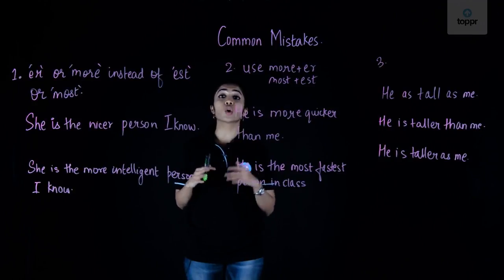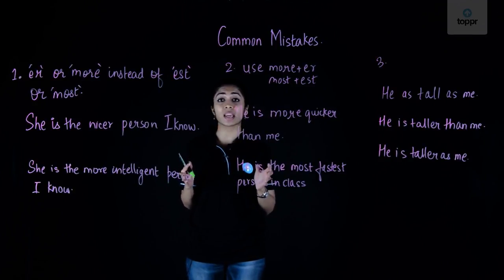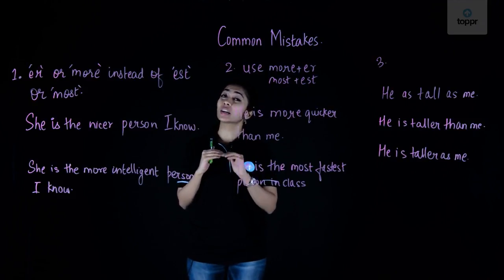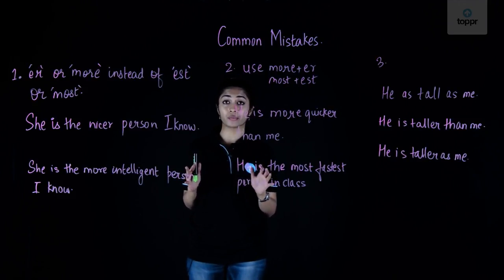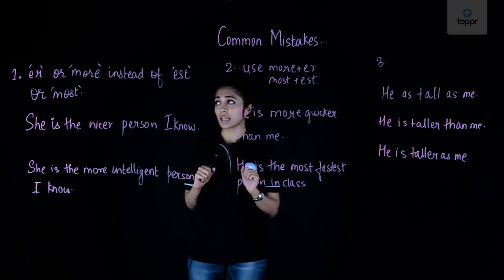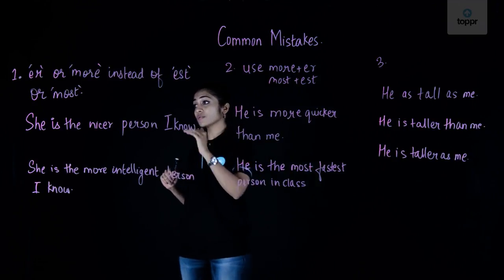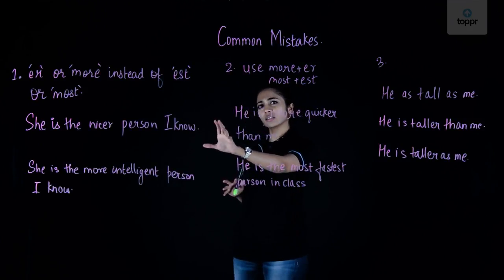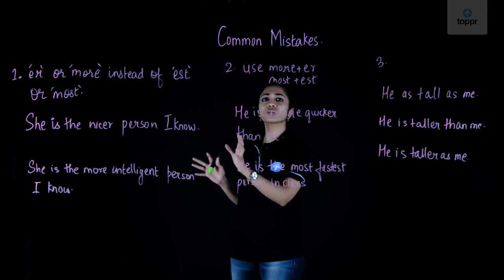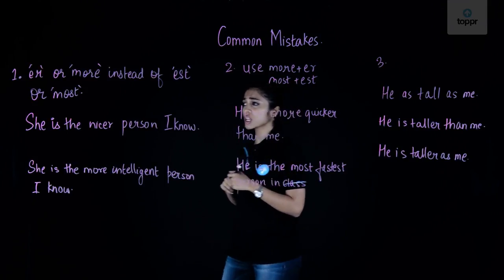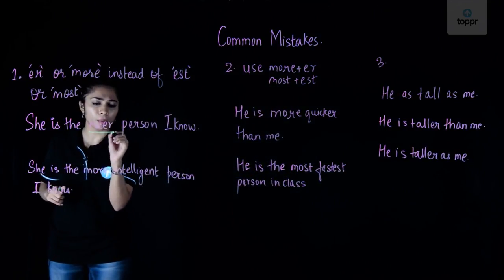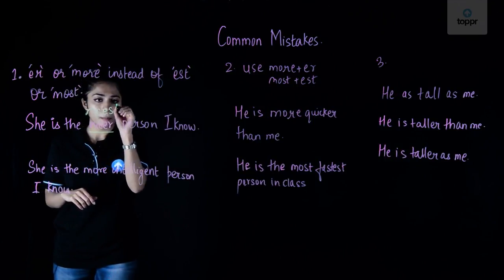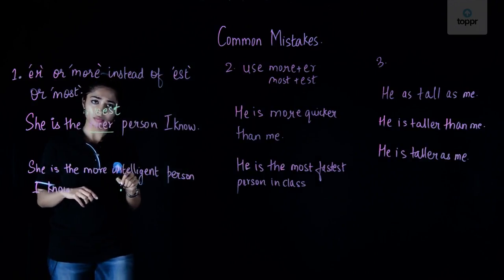Now let's look at the common mistakes that students make while forming comparatives and superlatives. These are mistakes that I do not want you to make ever. Let's look at the first common mistake. Let's look at the sentence first. She is the nicer person I know. Is that correct? Are we comparing two things here? No, we are not. Then why are we using the comparative form? This should be: she is the nicest person I know.